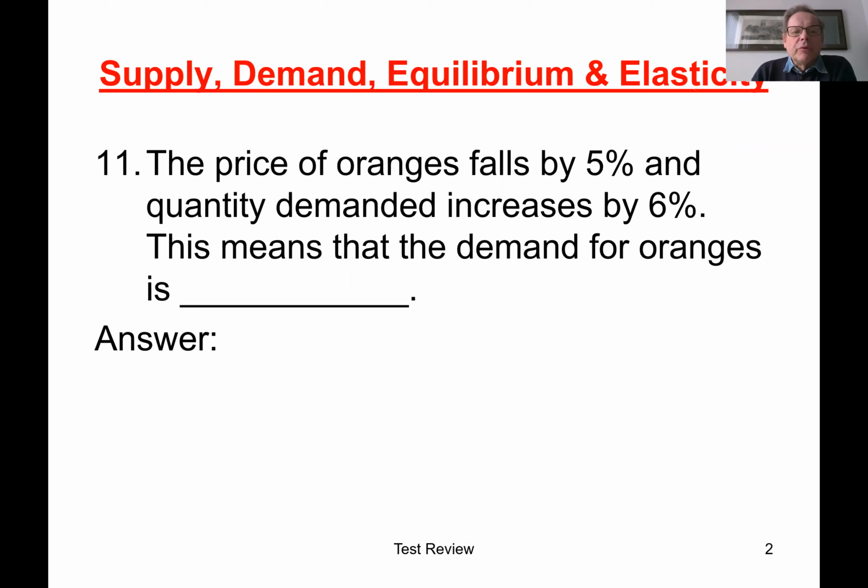Question number 11: the price of oranges falls by 5% and the quantity demanded increases by 6%. This means that the demand for oranges is blank. Remember, this is an elasticity question, and you're going to use that little formula that requires only percentage change.